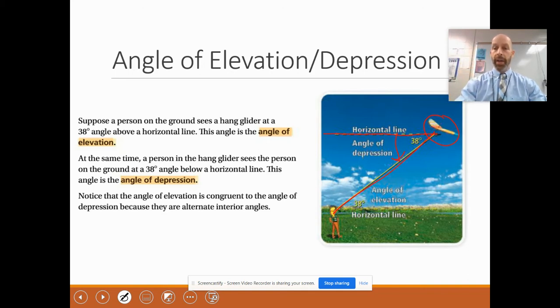The angle of elevation, then, you'd be the girl on the ground. Again, you look at this horizontal line. This angle that goes up from the ground, or her eye level parallel to the ground, up to this line that goes up to the hang glider, that's called the angle of elevation.